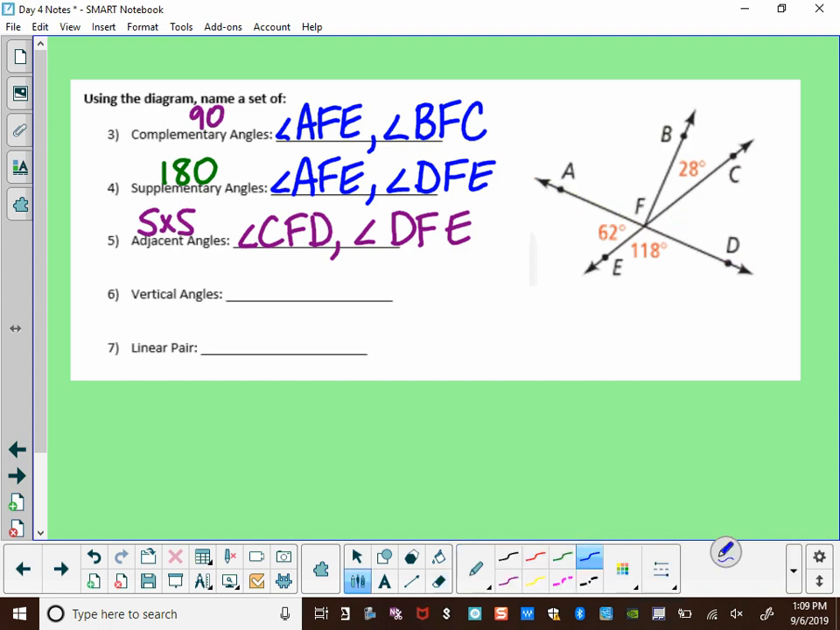They're not as easy. All right, vertical angles. We said that this guy was 62. So that means that this angle that's 62 is vertical to that one because those are equal. So my vertical angles are AFE and CFD.